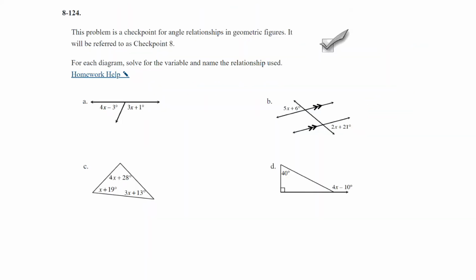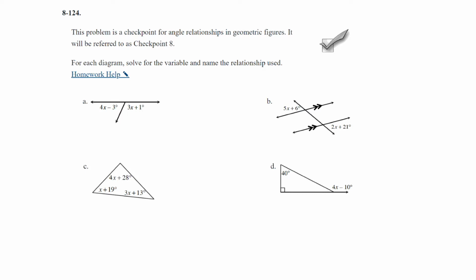Question 124. This problem is a checkpoint for angle relationships in geometric figures. It will be referred to as checkpoint 8. Once again, reminder that checkpoints are things that we should hopefully at this point have mastered. So let's see what we can do. For each diagram, solve for the variable and name the relationship used.